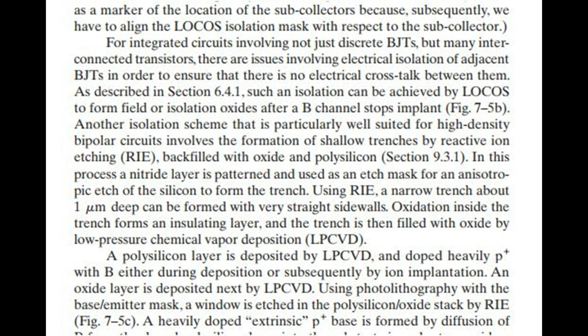Oxidation inside the trench forms an insulating layer, and the trench is then filled with oxide by low-pressure chemical vapor deposition, LPCVD. A polysilicon layer is deposited by LPCVD, and doped heavily P+ with B either during deposition or subsequently by ion implantation. An oxide layer is deposited next by LPCVD. Using photolithography with the base/emitter mask, a window is etched in the polysilicon/oxide stack by reactive ion etching, Fig 7.5c.